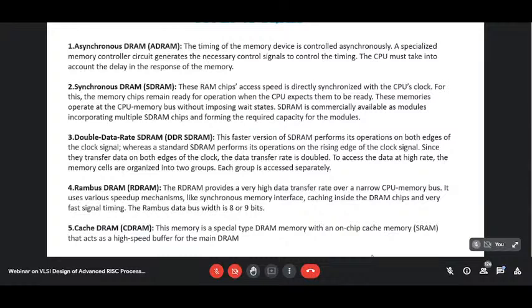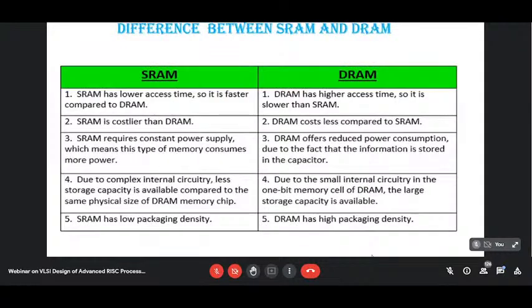And there are different types of DRAMs, like asynchronous DRAMs, synchronous DRAMs, double data rate SDRAMs, okay, for faster performance. Then Rambus DRAM provides a very high data transfer rate, and then cache DRAM is the fastest. So there are 5 types of DRAMs. SRAM and DRAM, if we differentiate, SRAMs are faster than DRAMs, but capacity will be much higher in DRAMs because a DRAM cell consists of only one capacitor.